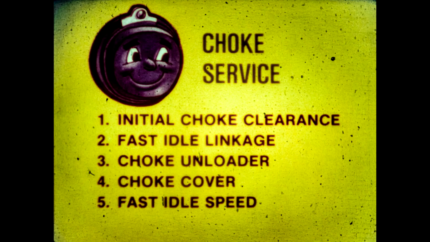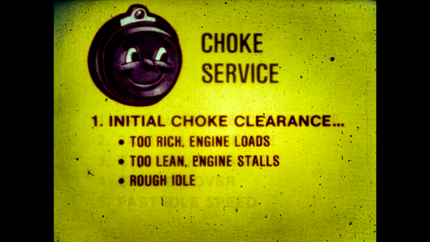To service the choke, always make adjustments in this order. Call it 5 steps to a happy choke. First, adjust initial choke clearance. Second, adjust the fast idle linkage. Third, adjust the choke unloader. Step 4 is the choke cover, and Step 5 is adjusting fast idle RPM. Each of these adjustments relate to correcting drivability symptoms. Let's start with Step 1.